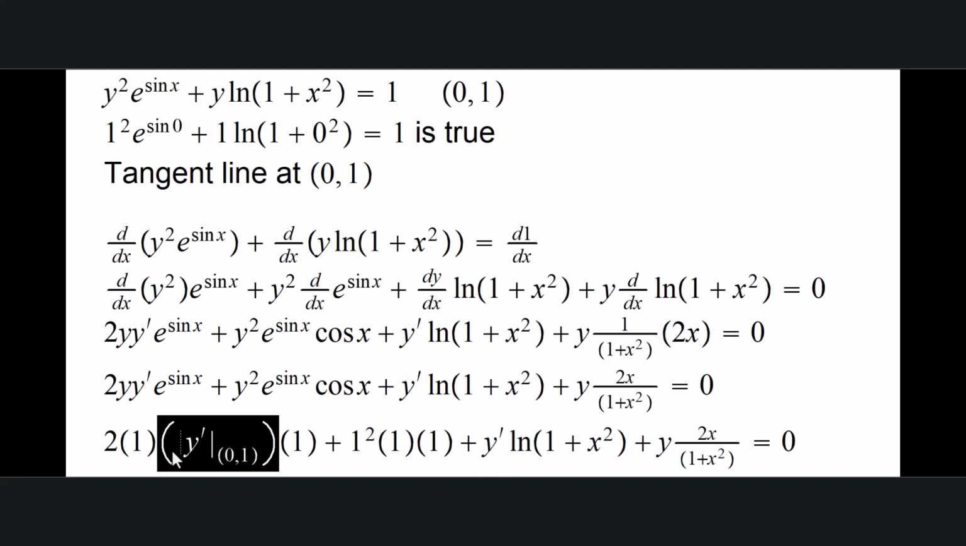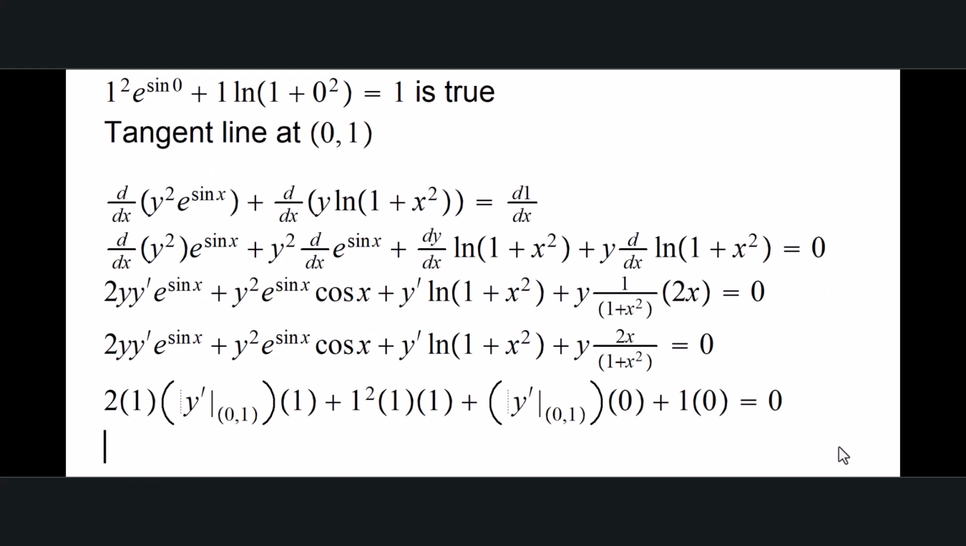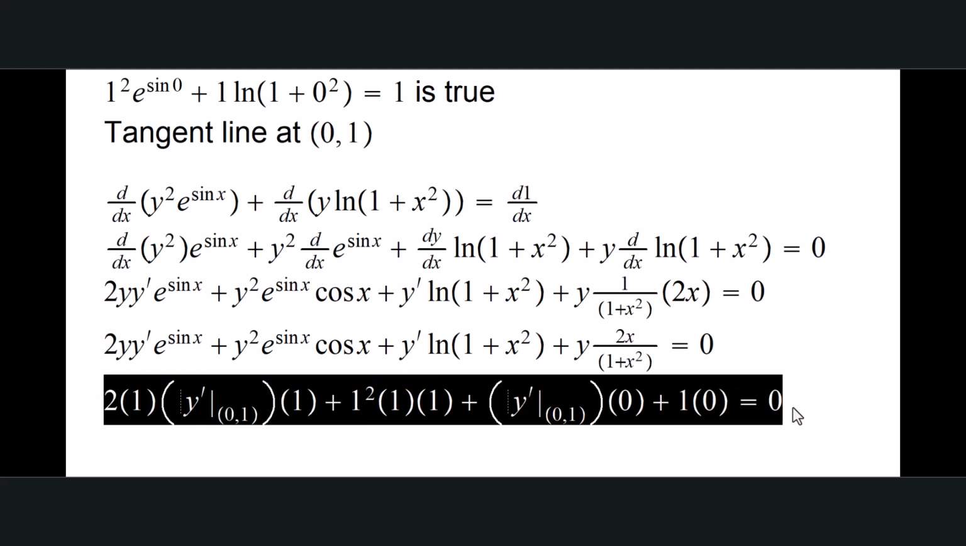And then again for y prime, we'll just say that y prime is the value of the derivative at (0, 1). And then what happens here, when we put x equals 0, we get the natural log of 1. And the natural log of 1 will be how much? That will be 0. And then y equals 1. But 2x is how much? Here we have x, so we have a multiple of x, and x is 0. So that will be 0. So what we got here is that this portion has gone out of our way.